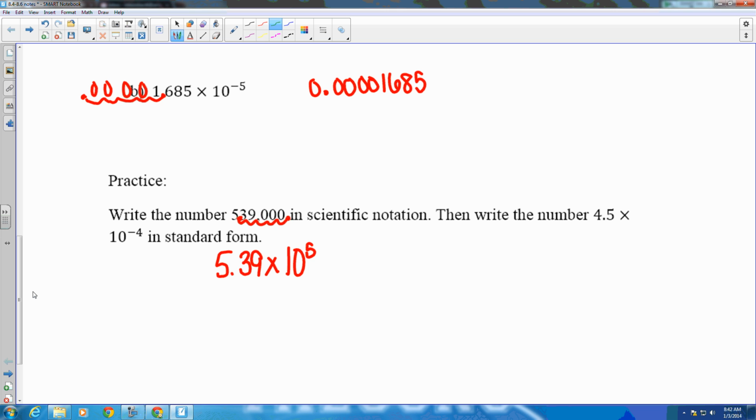And then write 4.5 times 10 to the negative 4th in standard form. I start where the decimal place is, and I move to the left. 1, 2, 3, 4. So I'm going to have 3 more zeros. So 0.00045.